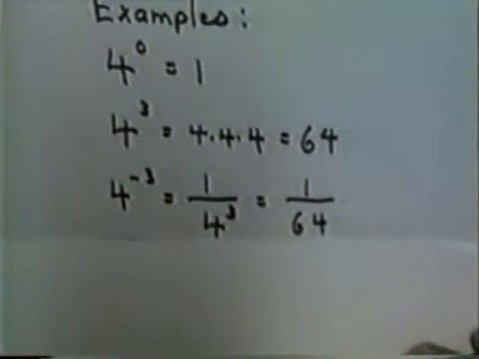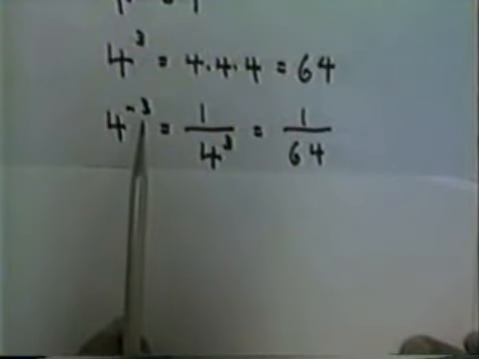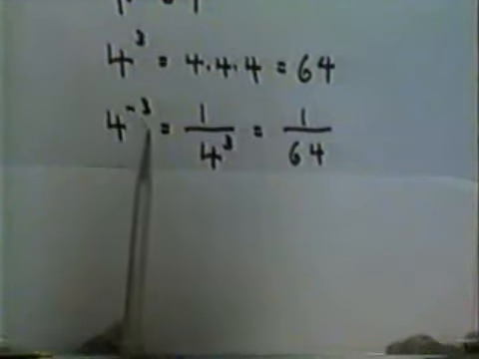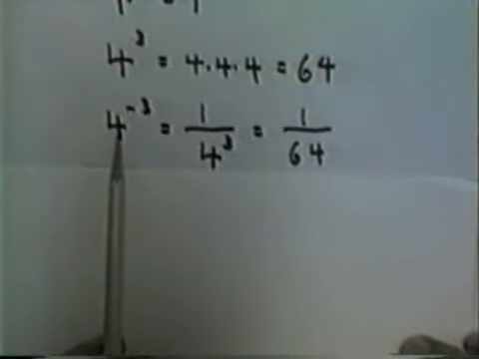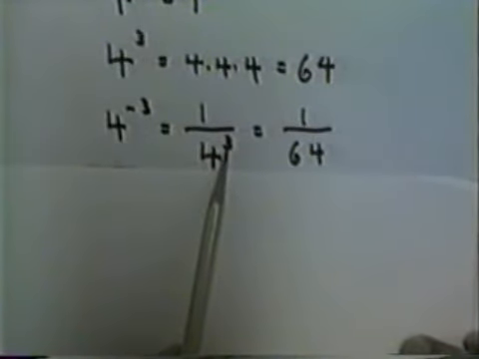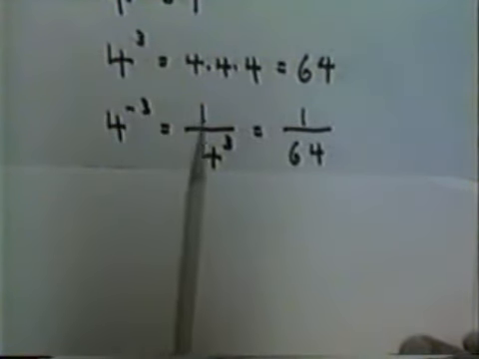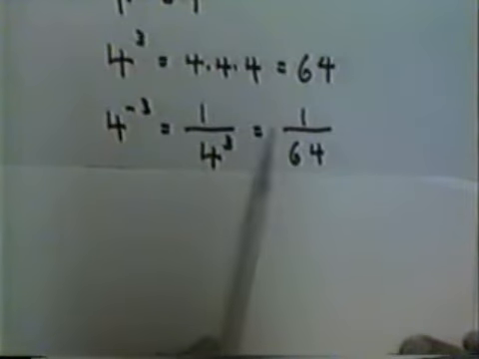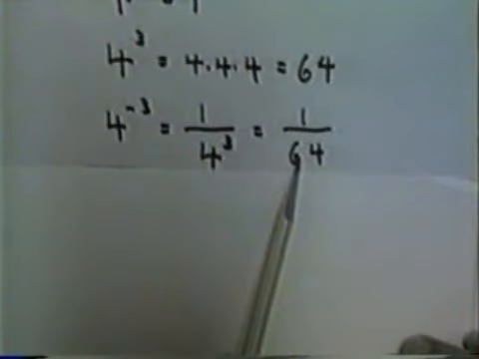Now what happens if you have a negative exponent? 4 to the negative 3. A negative exponent tells me to take the reciprocal of the base. So the reciprocal of 4 is 1/4. So 4 to the negative 3 will be 1 over 4 to the positive 3. Negative exponent, take the reciprocal. Now leave the 1, and 4 cubed means 4 times 4 times 4, which is 64. So 4 to the negative 3 is 1 over 64.